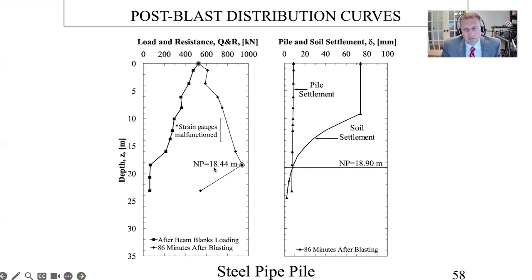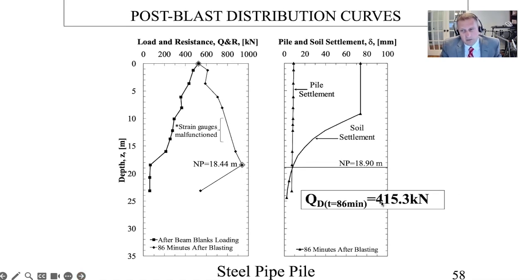We measured the neutral plane using the load approach at 18.44, and then we measured it at 18.90 using the settlement approach. So in this one, we measured a 415 kilonewton down drag load that developed, and the amount of down drag that we would have would be about 10 millimeters because it's at the location of the neutral plane.